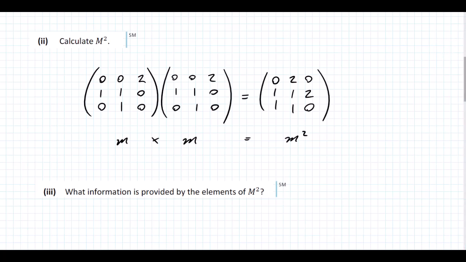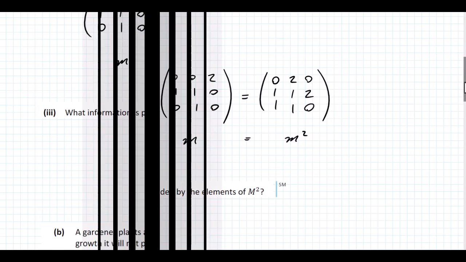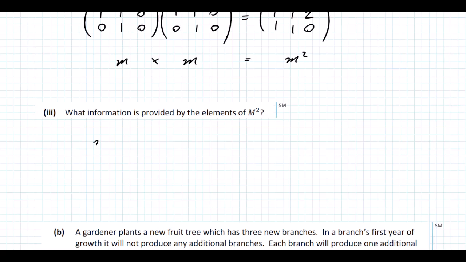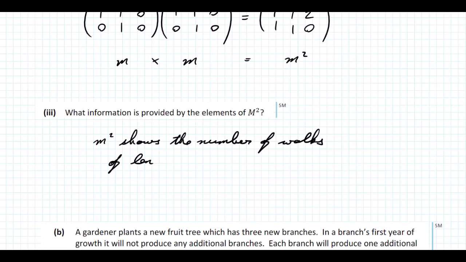Okay, what information is provided by the elements of m squared? So what does this matrix here tell us? Okay, so m squared shows the number of walks of length 2 between the nodes or vertices.